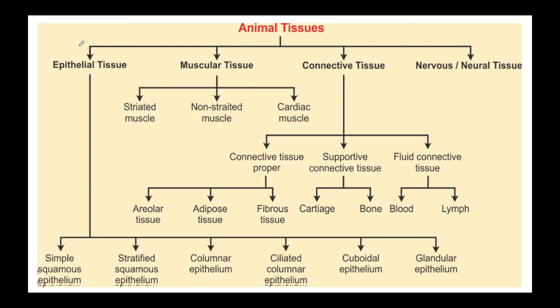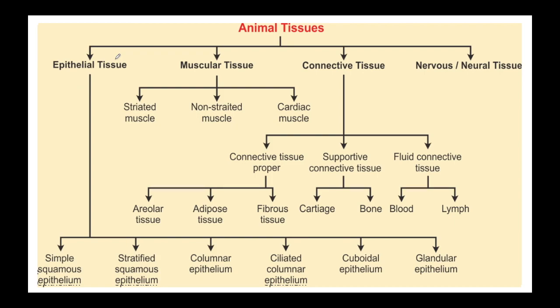So in today's video I am going to cover only two types of animal tissues, that is epithelial tissue and muscular tissue. The rest two, connective and nervous tissue, I'll cover in my next video. So let's start with epithelial tissue first. Epithelial tissue is the outermost tissue, so therefore it is protective in nature. It is present on the body surface and the lining of some cavities also.